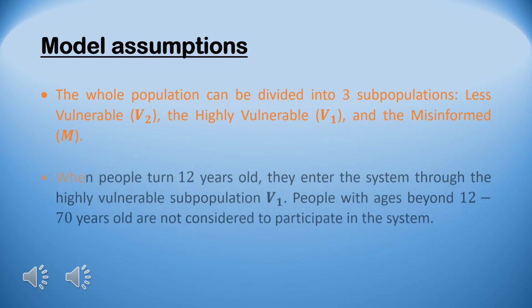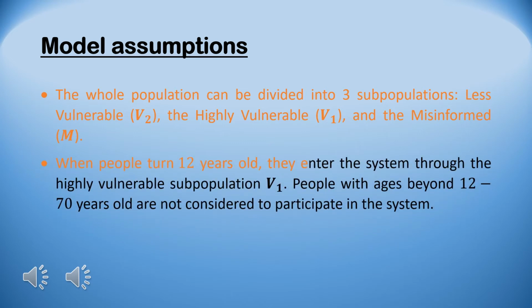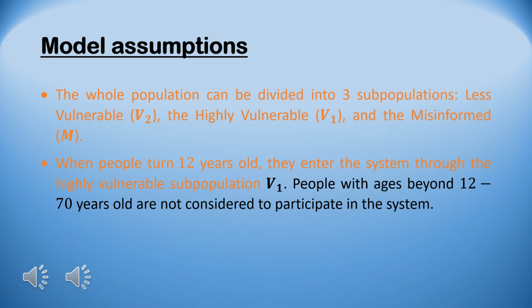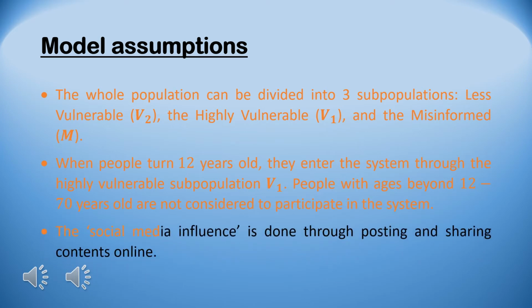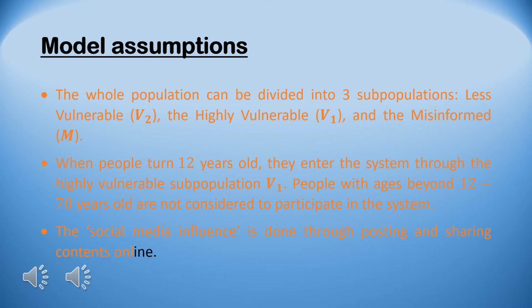Second, when people turn 12 years old, they enter the system through the highly vulnerable subpopulation V sub 1. People with ages beyond 12 to 70 years old are not considered to participate in the system. Third, the social media influence is done through posting and sharing contents online.